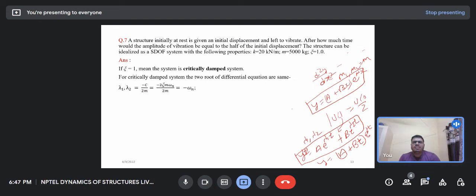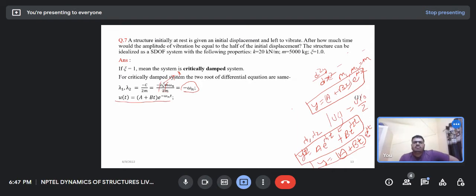So lambda 1 and lambda 2 are c by 2m and minus c by 2m. What is the value of c for critical damping? The c value is 2 xi m omega n, and xi is 1 for critical damping, and that cancels out the square root term. So my two roots are equal, that is, minus omega n and minus omega n. So if I calculate the response u(t) that I have discussed here, it is equal to (a plus b t) into e raised to power lambda t. So u(t) is this.